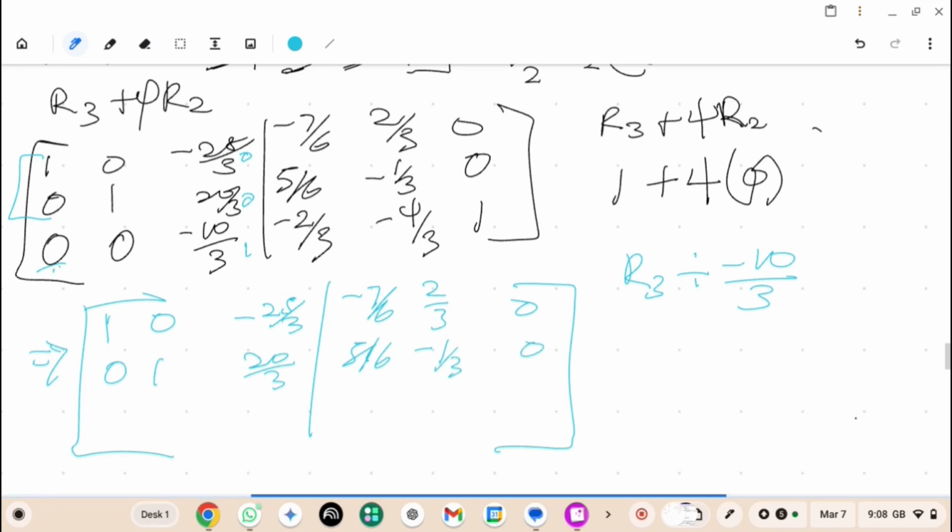So now we're working on this with 3. A number divided by 0 is 0. When you divide negative 10 over 3 by its same number, we get 1, because it will cancel out. So we are here.